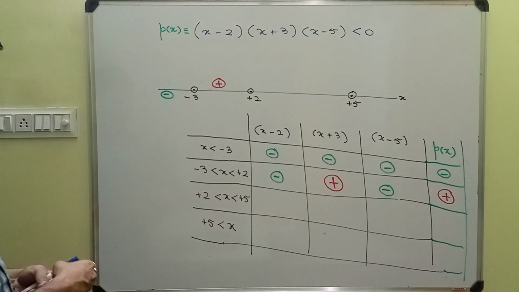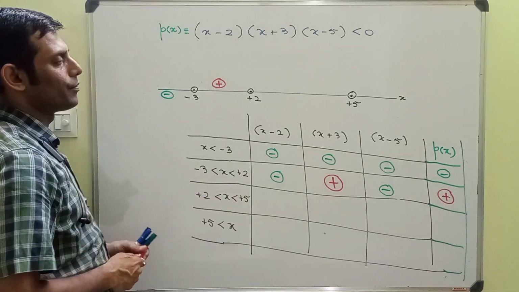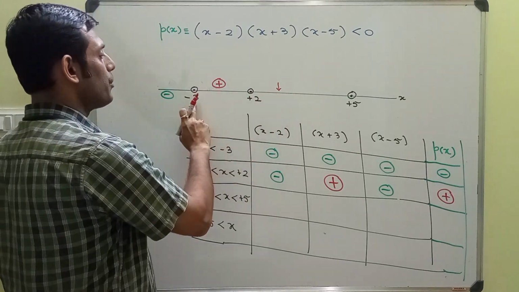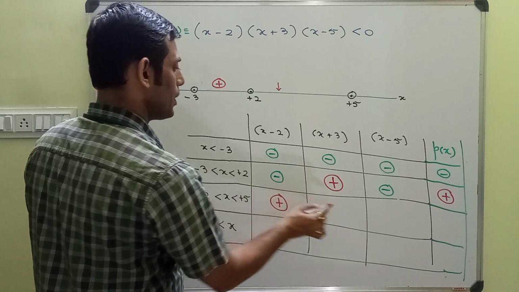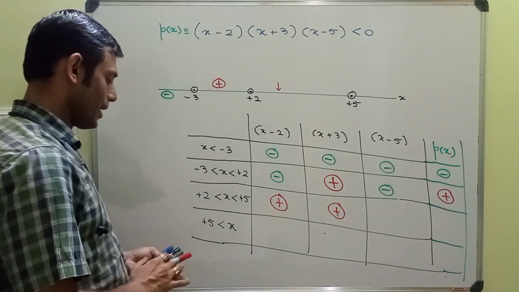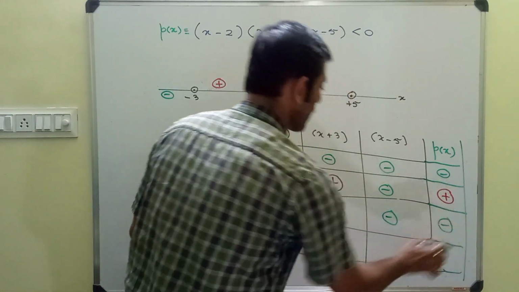Now let's go again. Between 2 and 5, that means I am standing somewhere here. And I am to the right of 2, I am to the right of minus 3. That means this factor is positive, this factor is positive, but this factor is still negative. And that means the product is negative.